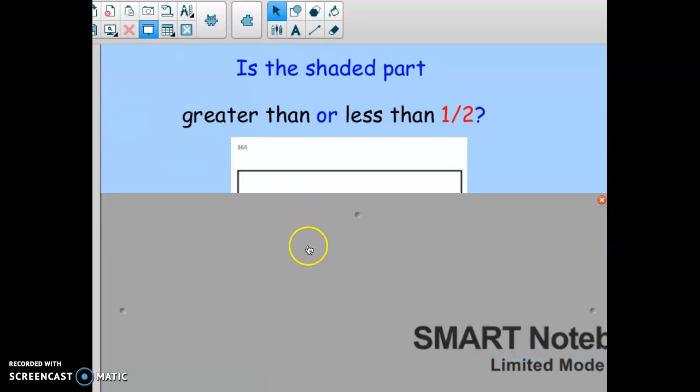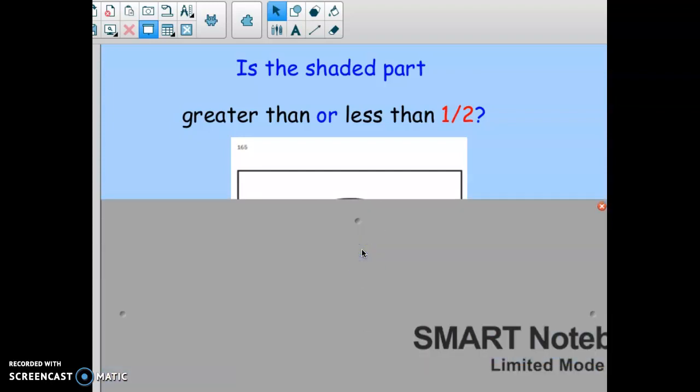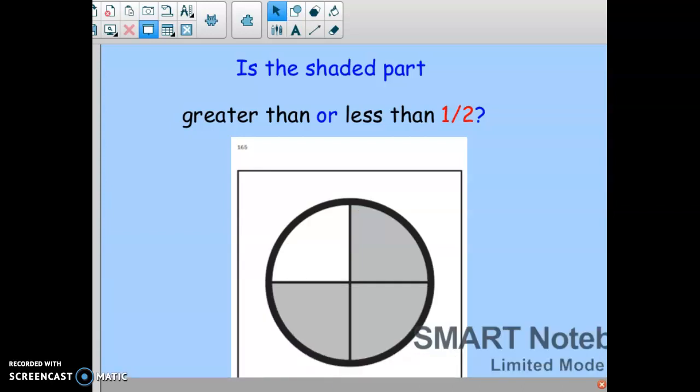Let's try another. Ready? Remember to look at the gray shaded part. This time, was it greater than or less than 1/2? Right, this has 3/4 shaded in, and we can see that's more than half.